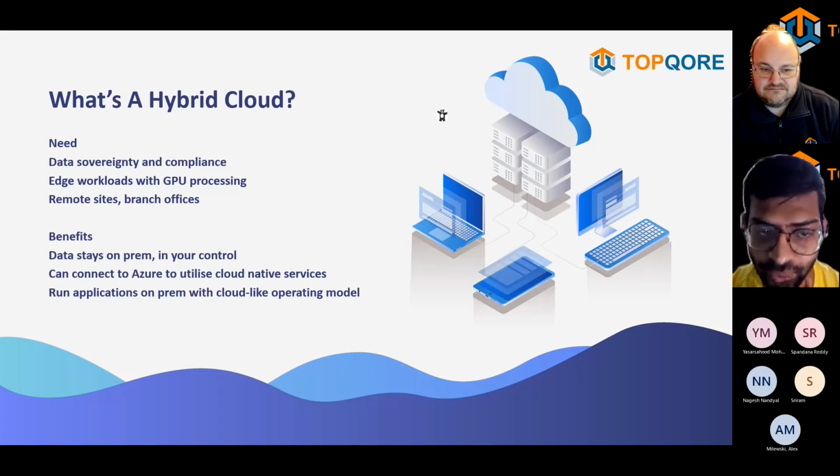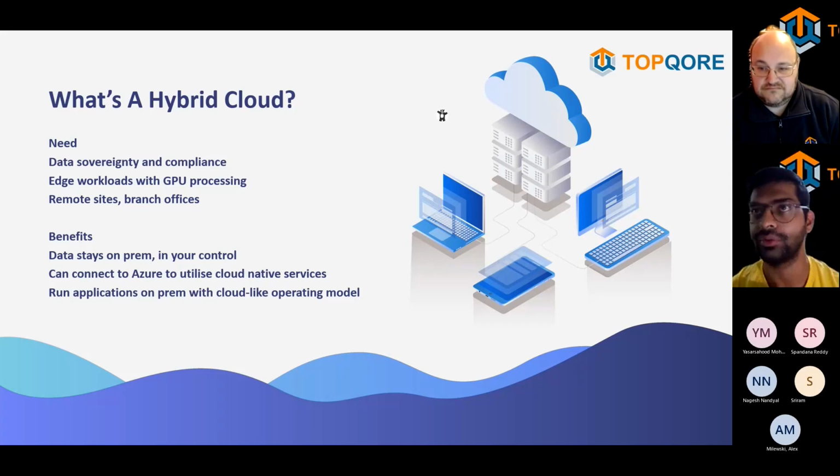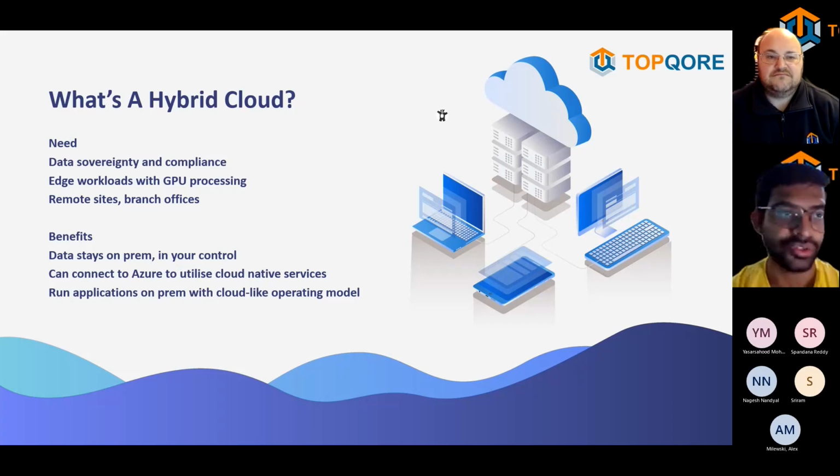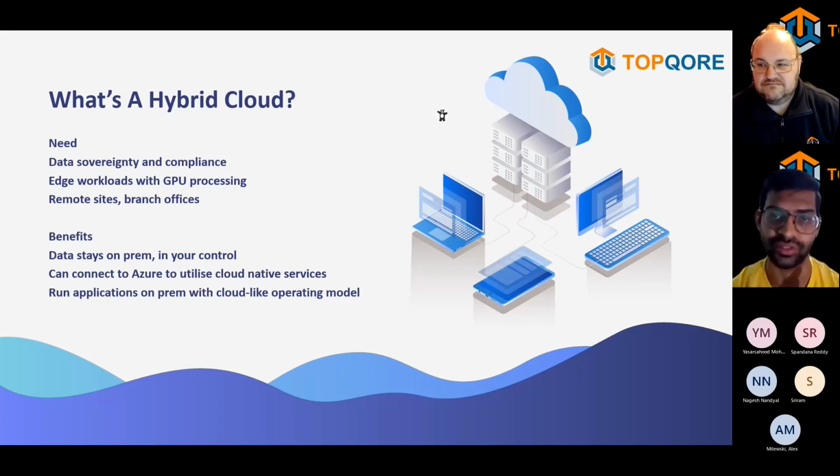The other big one is edge workloads with GPU processing, right? If you think about, let's say, the mining and oil industry, you've got these rigs and these plants in the most remote locations where you don't necessarily have the luxury to connect to the internet and your public cloud and send the data in real time to the public cloud, have it processed there and bring it back. So it is simply not possible connectivity wise. Latency wise, it is a nightmare, right?